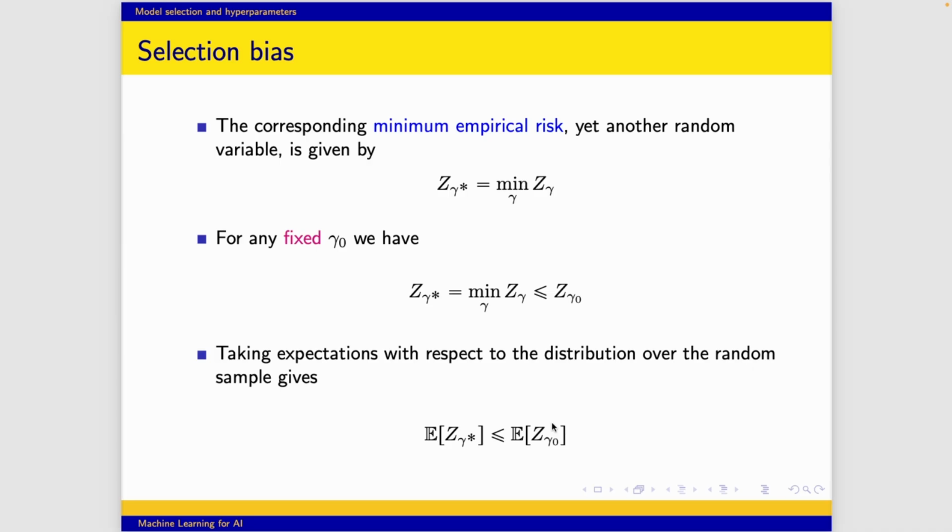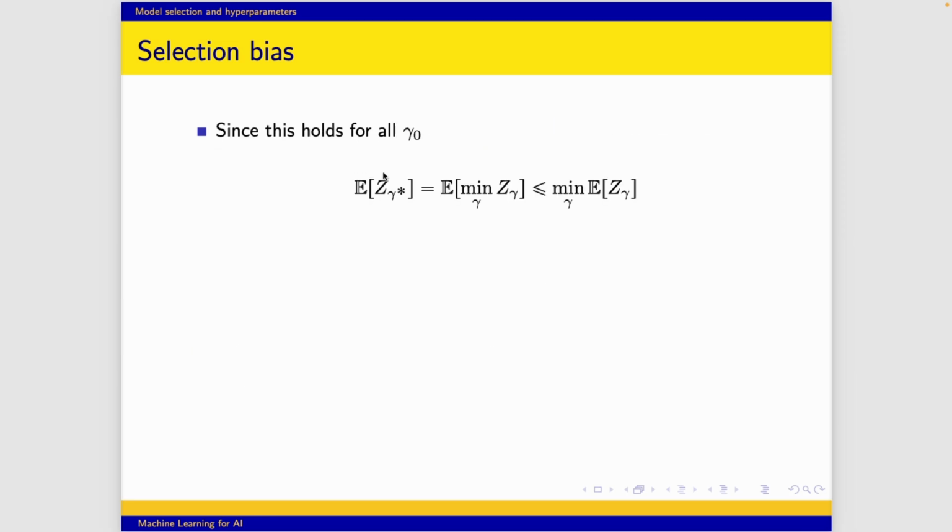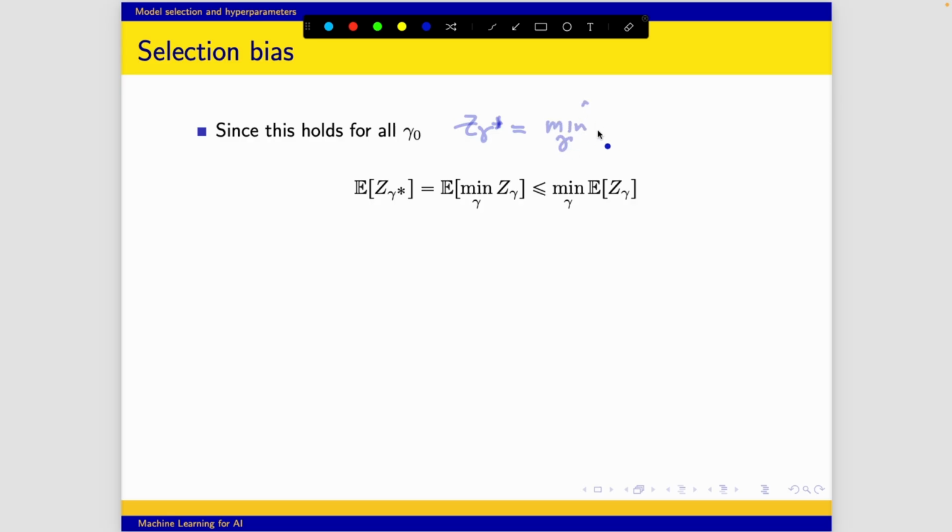Now, this is true for any gamma equals gamma 0. This is true for any gamma 0. So since it's true for any gamma 0, then we end up with the expected value of Z gamma star is less than or equal to the minimum of the expected value of Z gamma. Here, let me be clear about what I'm writing. Z gamma star is defined, by definition, as the minimum over gamma of Z gamma. And that's why we have this equals this.